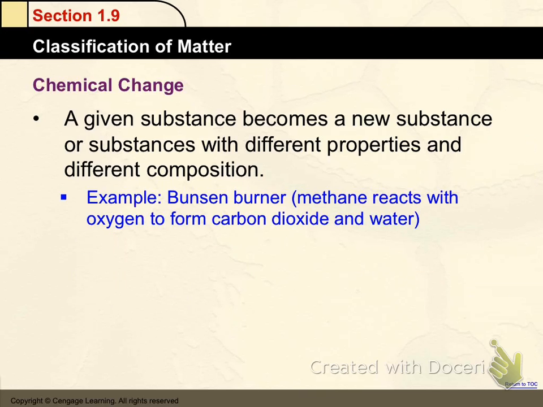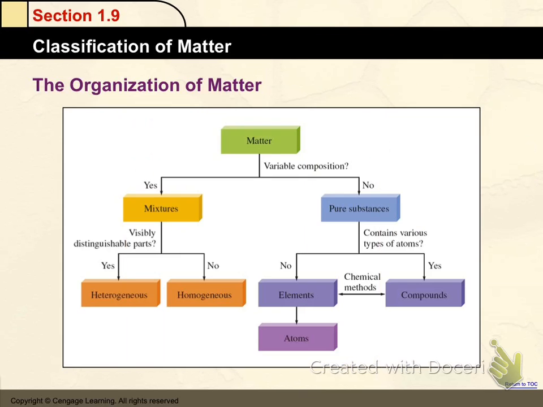Now, a chemical change is a little bit different than a physical change. A given substance becomes a new substance, or substances, plural, with different properties and different compositions. An example here would be lighting a Bunsen burner. The methane, the gas that's coming out of the burner, reacts with the oxygen in the air and then gets a little energy from the spark that you create to form carbon dioxide and water. So that's an example of a chemical change.